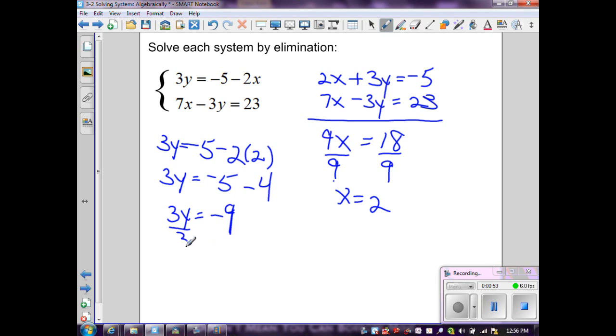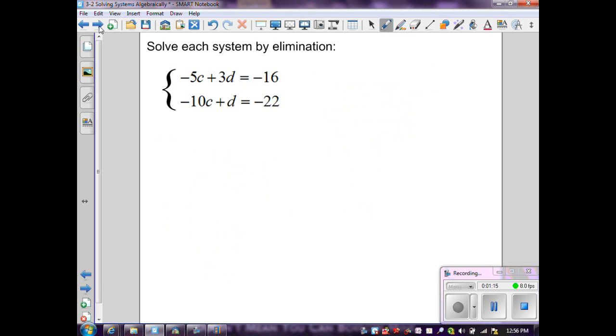And when I divide by 3, I get y equals a negative 3. Therefore, my solution for this system, x is 2 and y is a negative 3. And if I graphed it, that would be the point of intersection for these two lines.